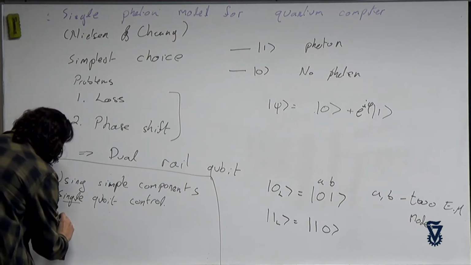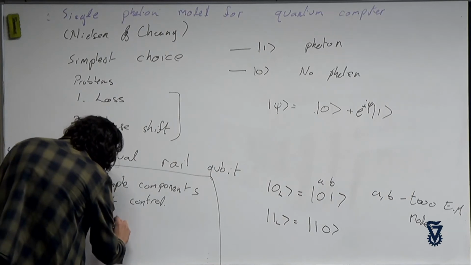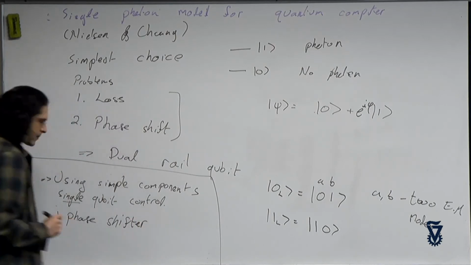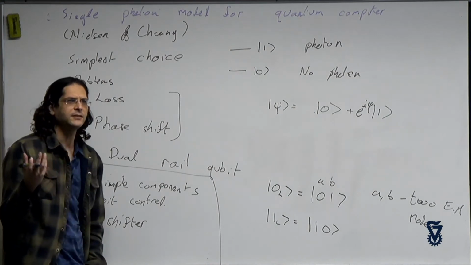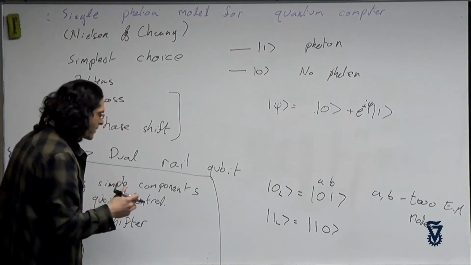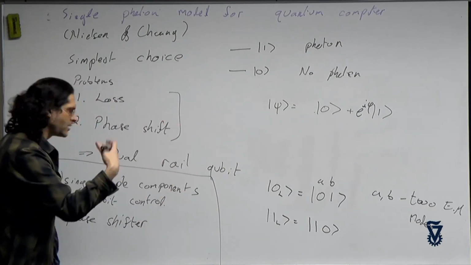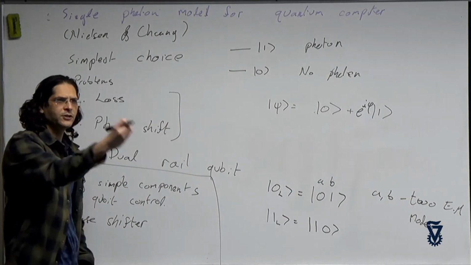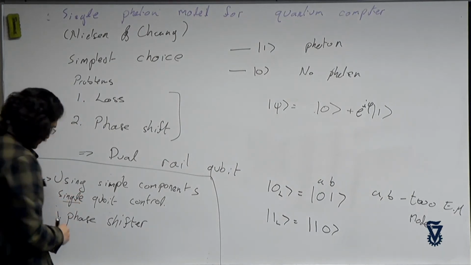But the simple components that you need for this are one, a phase shifter. And a phase shifter in optics is just some material with a refraction index larger than 1. What it does is slow down the propagation of the phase, and then it causes phase accumulation. And it's pretty simple. You just put pieces of glass there, or something maybe more substantial than glass.